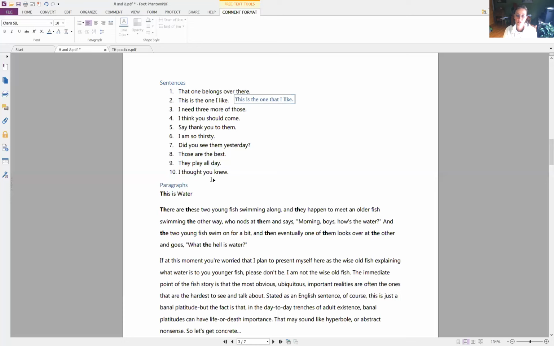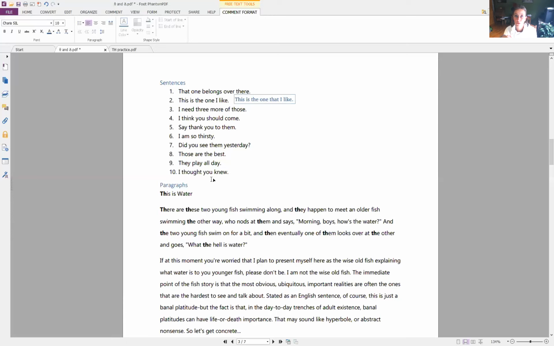The next level of difficulty here would be then to concentrate on this sound within a paragraph. Within this paragraph, you can see that the first part I have highlighted all of the initial THs and I'm ignoring all of the other ones. There are these two young fish swimming along and they happen to meet an older fish swimming the other way, who nods at them and says, "Morning, boys. How's the water?" I missed that. And the two young fish swimming on for a bit, and then eventually one of them looks over at the other and goes, "What the hell is water?"